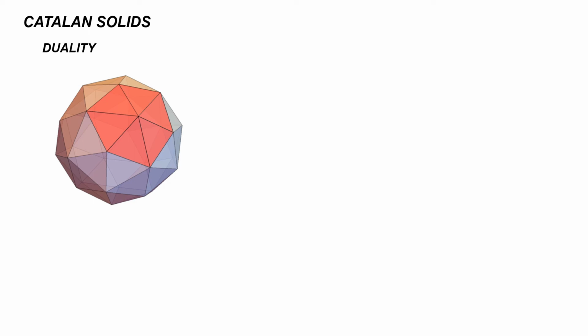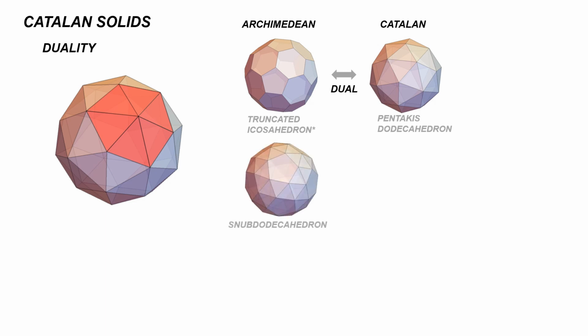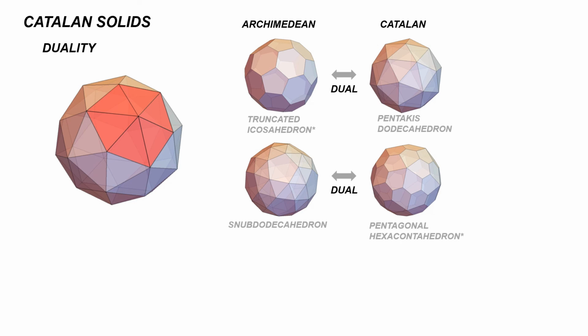Catalan solids take their name from the Belgian mathematician Eugene Catalan, who proposed them in 1865. 13 Archimedean solids have 13 dual structures, so there are 13 Catalan solids. The dual structure of the truncated icosahedron is the pentakis dodecahedron, which can also be obtained by attaching a pentagonal pyramid to each face of a Platonic dodecahedron. And another example of the Archimedean dual is the pentagonal hexacontahedron, which can be created by taking the dual of the snub dodecahedron. And the 13 Catalan solids are shown below.